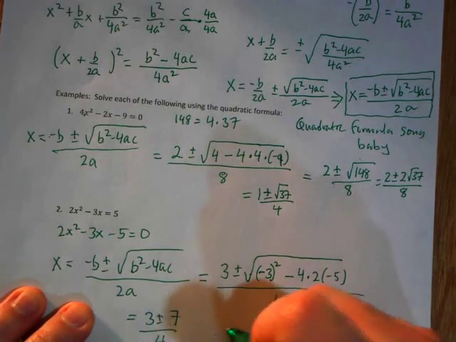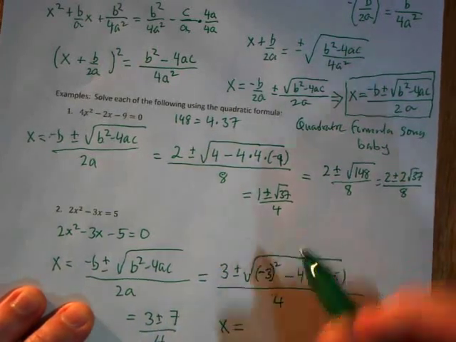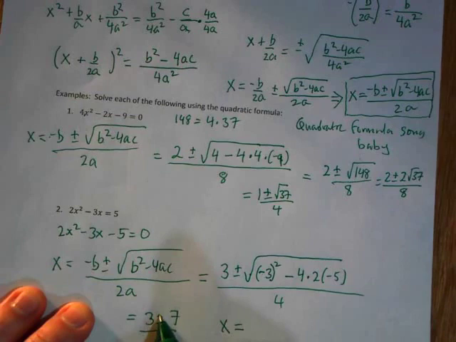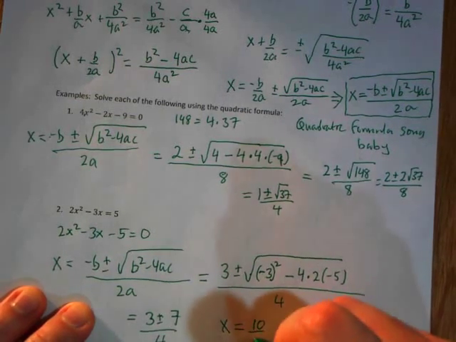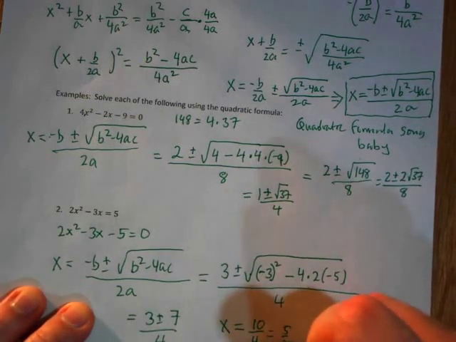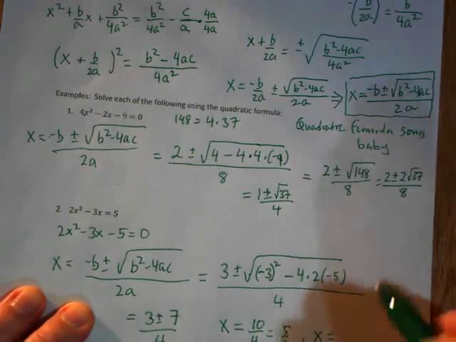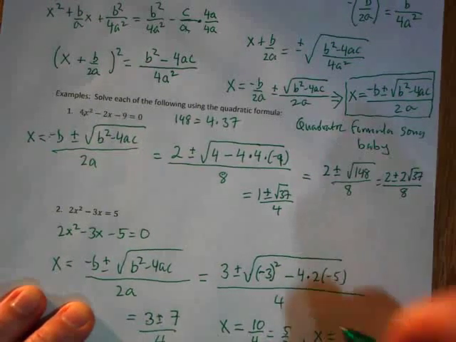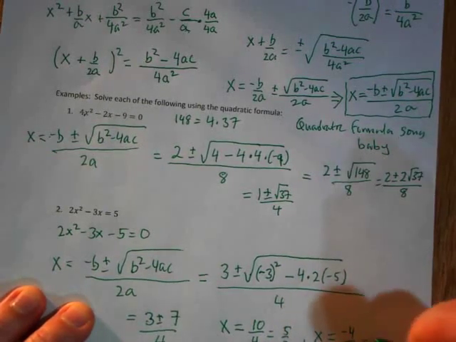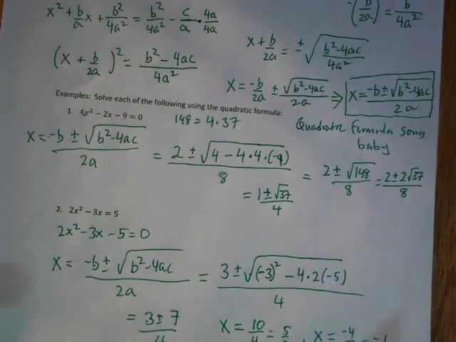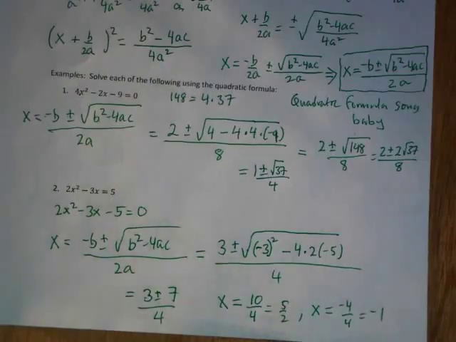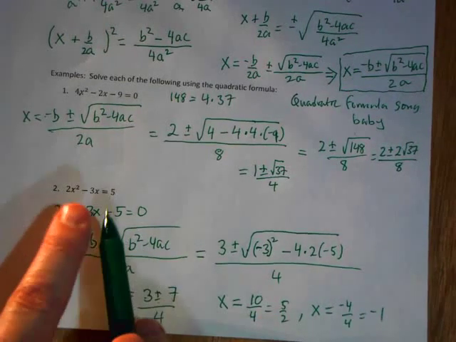So what I would do now is I would split this. I would say x is 3 plus 7 is 10 over 4, which is 5 halves. Or x is 3 minus 7 is negative 4 over 4, which is negative 1. What this tells me is I got relatively nice answers, no square roots left. This thing would have factored.